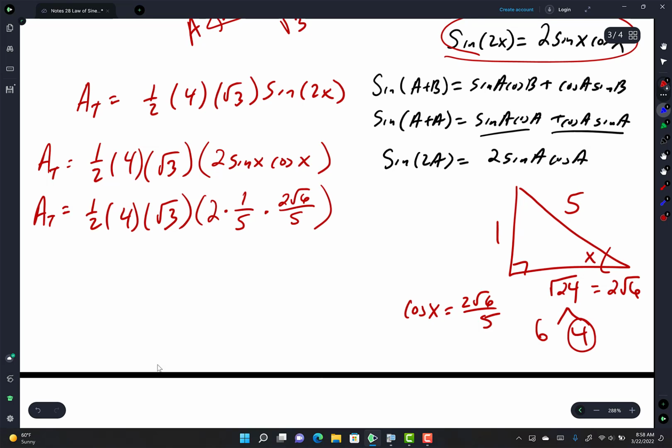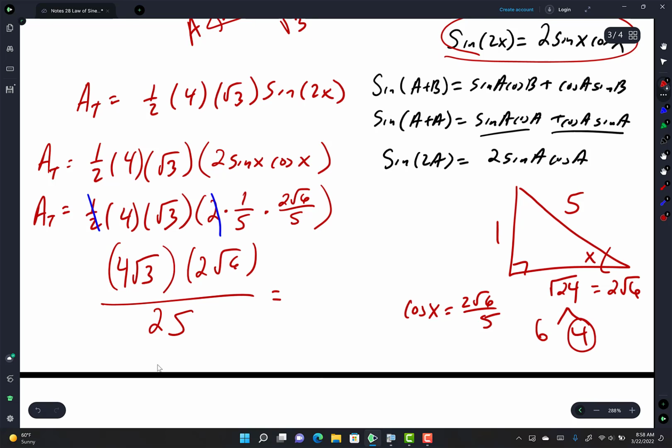Perfect. Now I'm just going to start multiplying, guys. You don't need a calculator for this. 1/2 and 2 cancel out. Let's see. 4 times square root of 3. I guess I'll write it as 4 square root of 3. And then, let's see, times 1 times 2 square root of 6. All this is over 25. Don't worry, we're almost done. 4 times 2 is 8. And square root of 6 times square root of 3 is square root of 6 times 3, which is 18. Square root of 18 over 25.